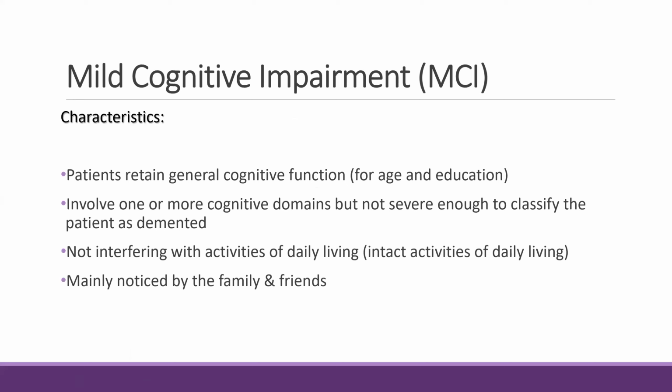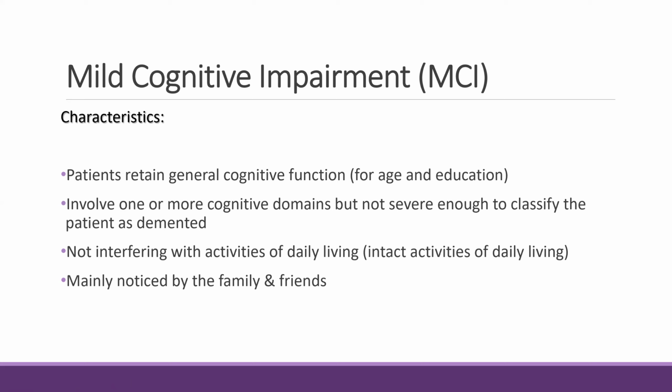So before the patient is labeled as dementia, or the stage before that, we have what we call mild cognitive impairment. And it involves deterioration in one or more of the cognitive domains, but it's not severe enough to classify the patient as demented. And it's not interfering with the daily activity, what we mentioned. What is the meaning of daily activity? So activity of daily living means bathing, toileting, showering, preparing food, going shopping, driving, ambulation, working, all these, the activity of daily living.